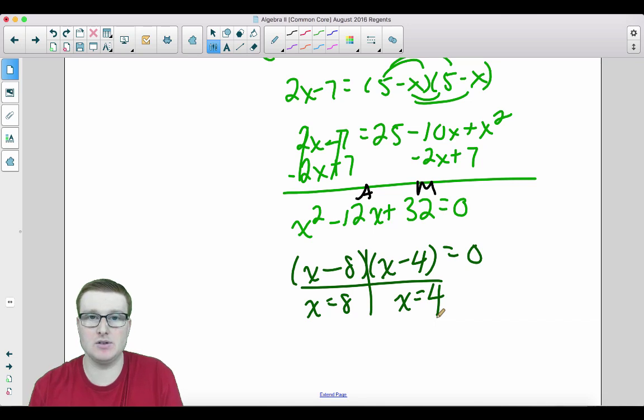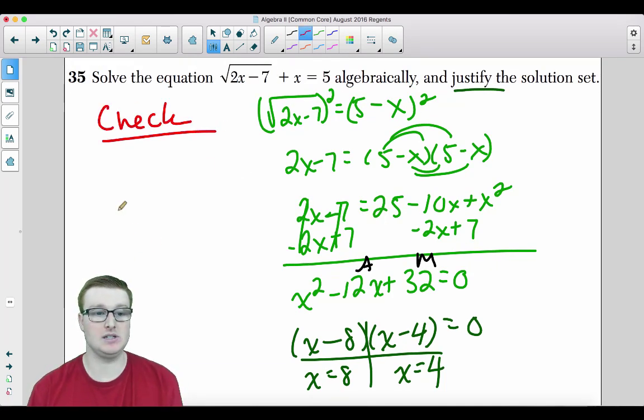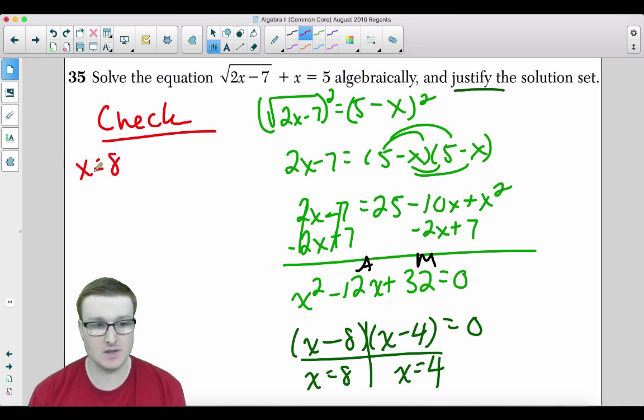Okay? Now we have those numbers. Now we need to check, because it says, and justify the solution set. Justify meaning you need to check your solutions. And if you don't, you don't get credit. So we need to check x equals 8 first, and then we need to check x equals 4.